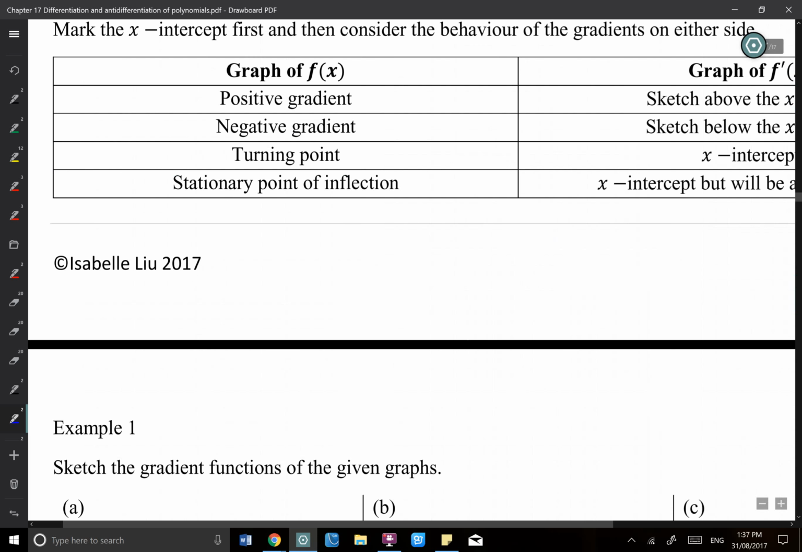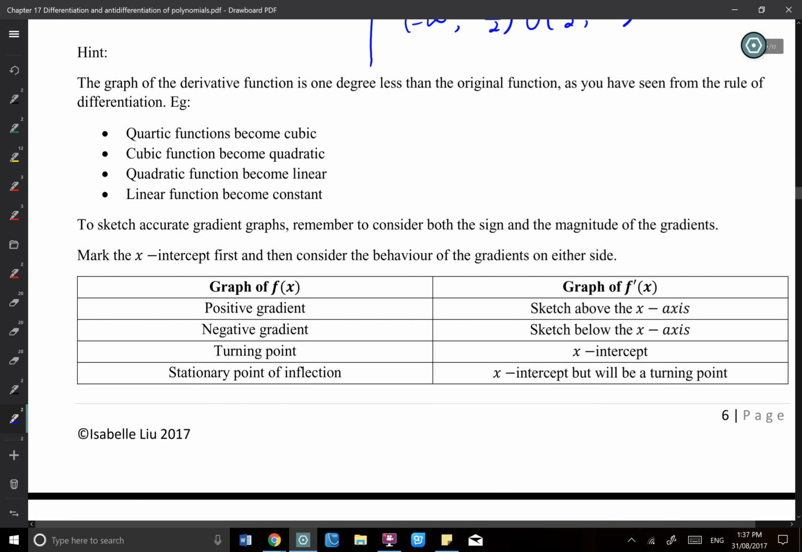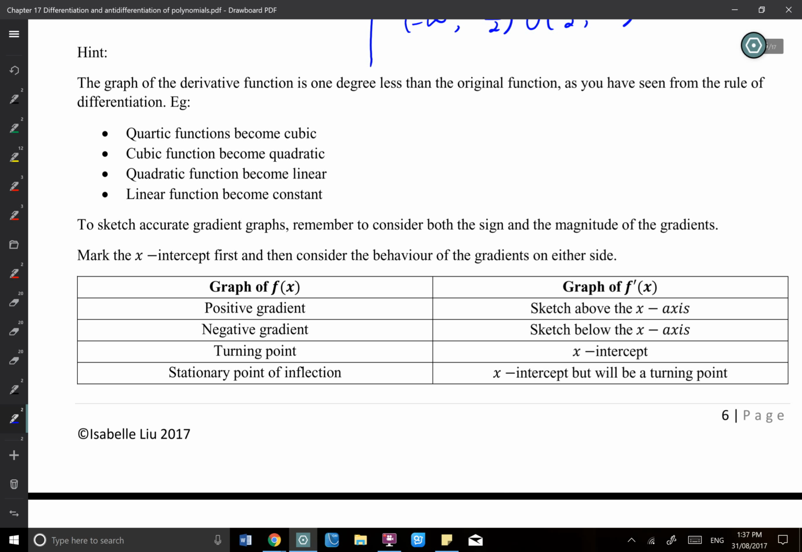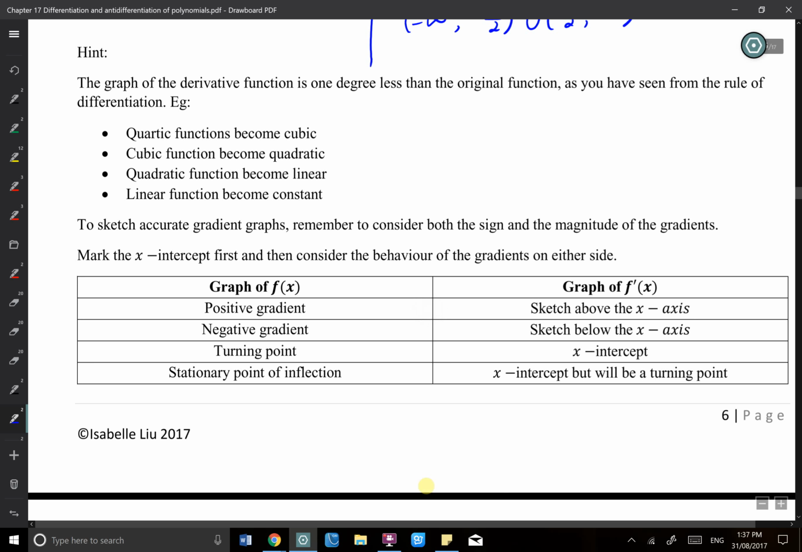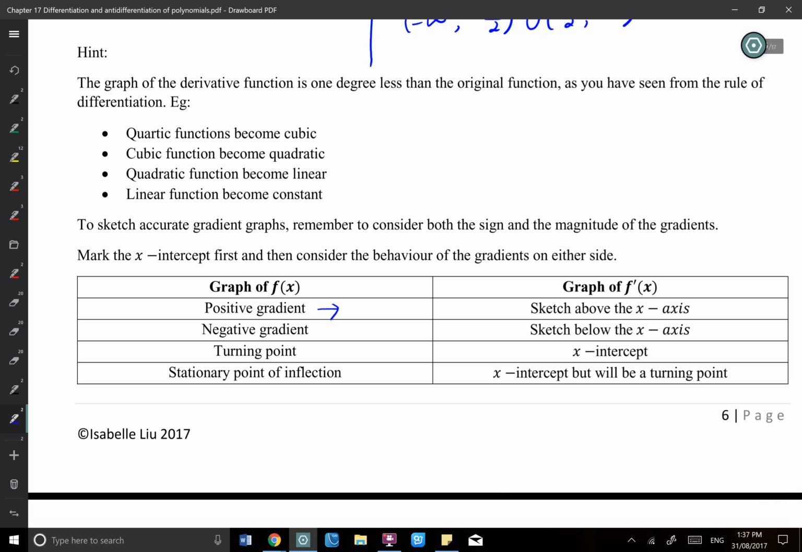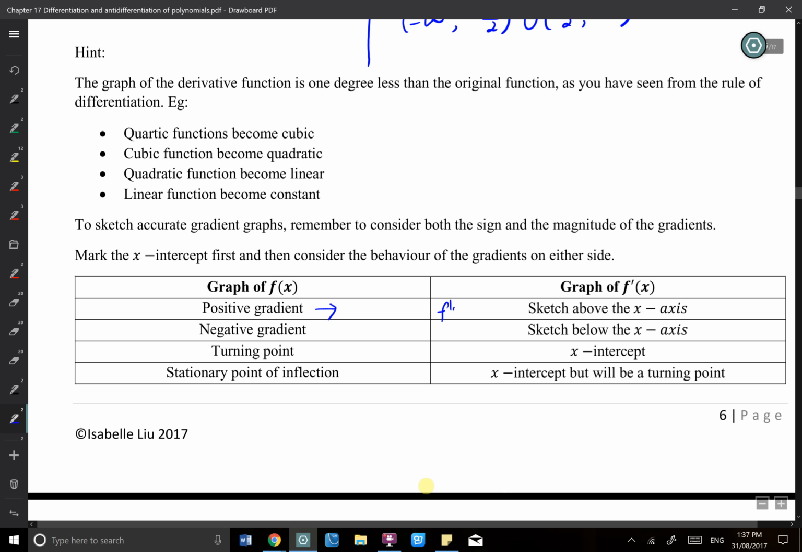Okay, go back to this page, the table. This table tells you what you need to look for. If the graph is f(x) and you get a positive gradient, you will sketch that above the x-axis. Your f'(x) will be greater than 0, therefore you will sketch above the x-axis. If it's a negative gradient, your f'(x) will definitely be less than 0, and you will sketch below the x-axis.